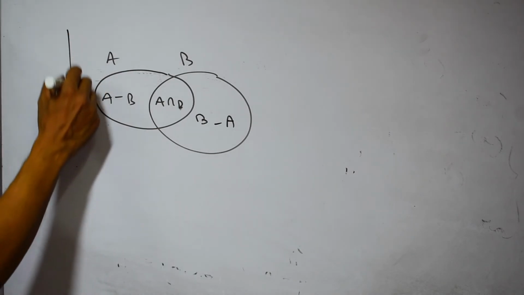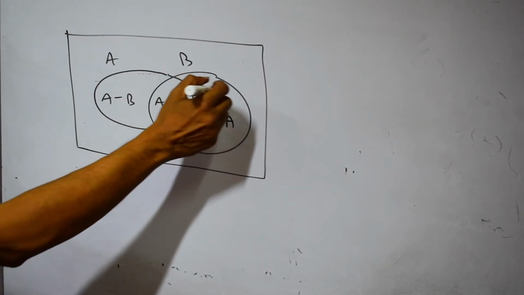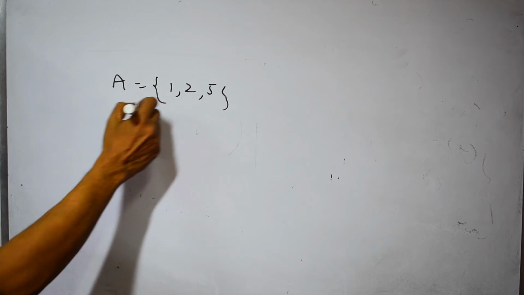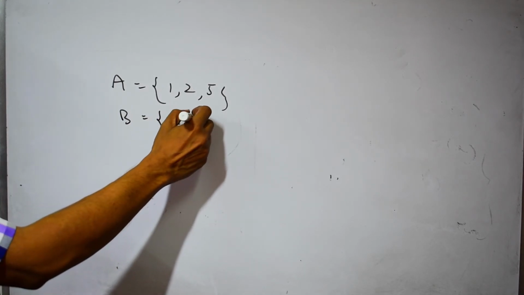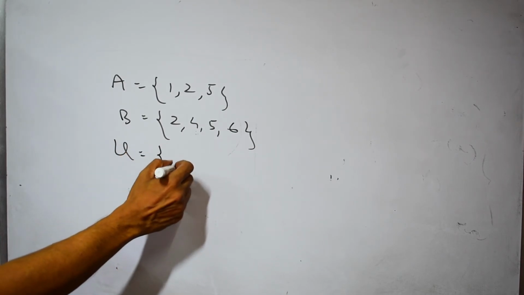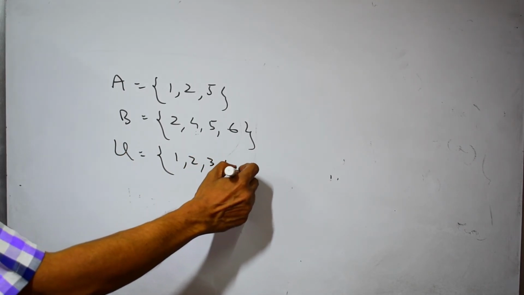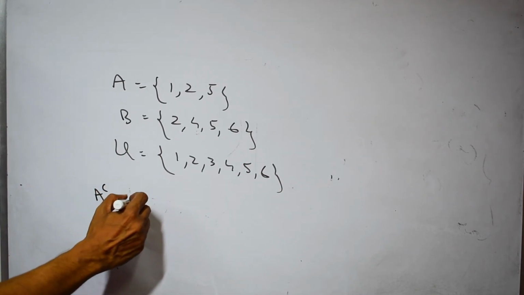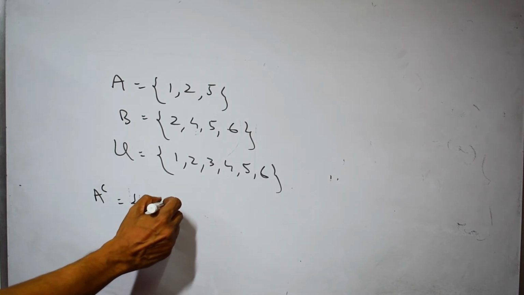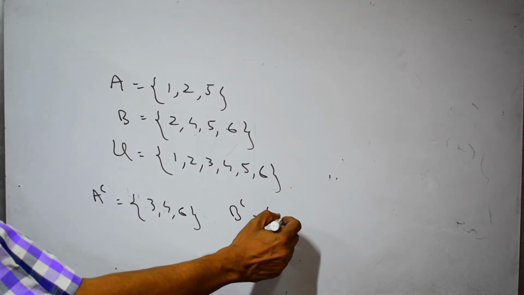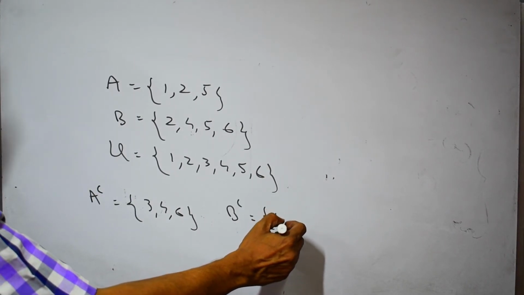Now what is happening? The whole portion is the universe. We can take an example: A is a set as 1, 2, 5, B is another set as 2, 4, 5, 6, and the universal set U, if I denote 1, 2, 3, 4, 5, 6, we can observe one thing, that complement of A is 3, 4, 6, whereas complement of B is 1 and 3.